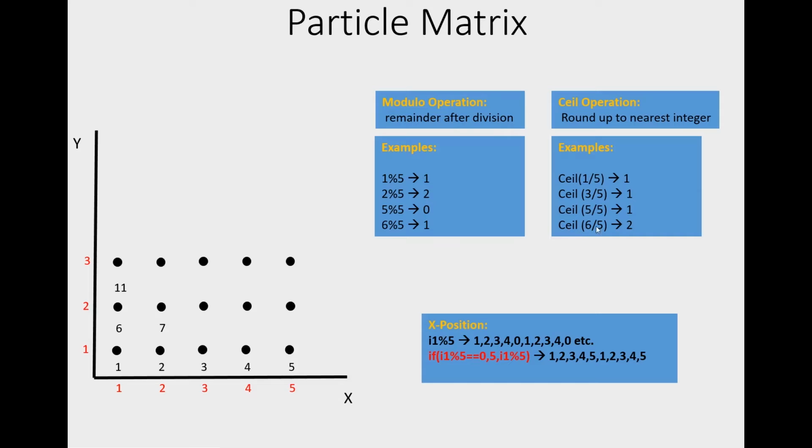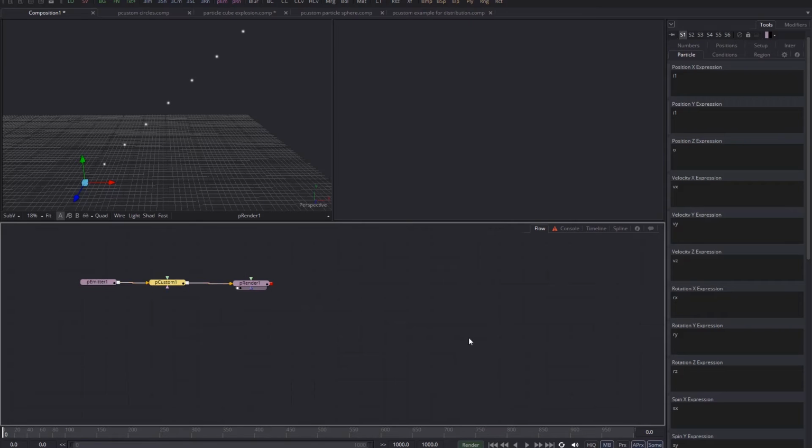So as of particle 6, if we use this expression, it would jump to y position 2. Similarly, if you do 11 divided by 5, it goes in there in principle 2 times, but if you divide 11 by 5 and round it up, you get 3. So all we need to do is basically apply these expressions, and then we should get a grid. Right, so let's have a look at that. Let's implement this.